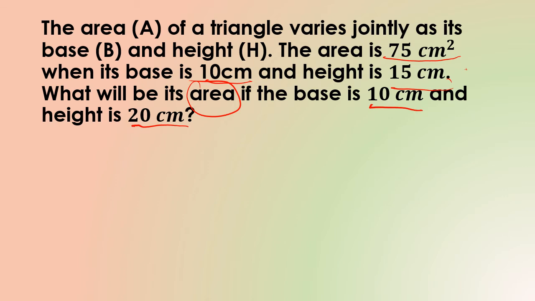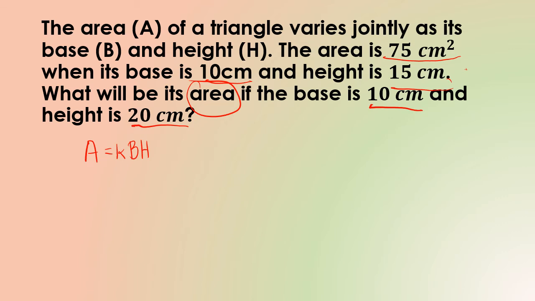So, na-underline mo na yung mga kailangan. Ano yung first step natin lagi? Find the equation. So, the area. So, malaking letter yung area of a triangle varies jointly. So, K, small, as its base, letter B, and its height. So, ganyan yung magiging itsura ng ating equation.